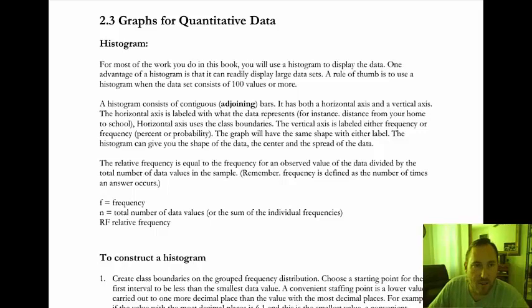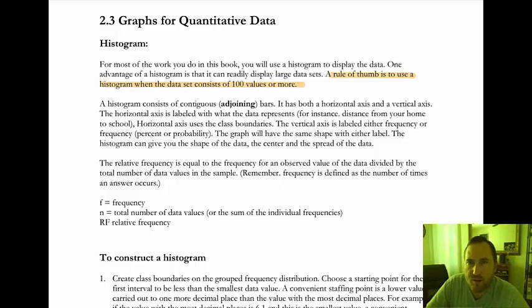All right, class, welcome to section 2.3, graphs for quantitative data. So basically in this section, we're going to start talking about histograms. One of the things to note here is that a rule of thumb is to use histograms when data consists of 100 values or more.